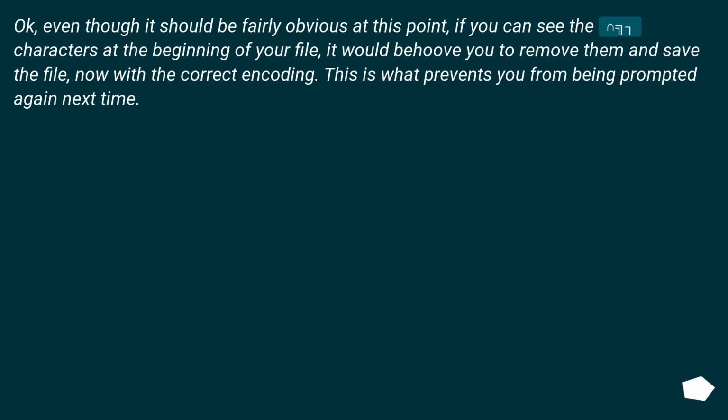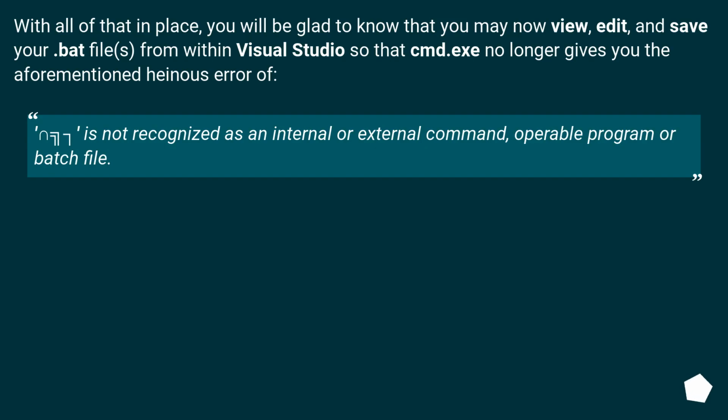OK, even though it should be fairly obvious at this point, if you can see the characters at the beginning of your file, it would behoove you to remove them and save the file, now with the correct encoding. This is what prevents you from being prompted again next time. With all of that in place, you will be glad to know that you may now view, edit, and save your BAT files from within Visual Studio so that cmd.exe no longer gives you the aforementioned heinous error of is not recognized as an internal or external command, operable program or batch file.